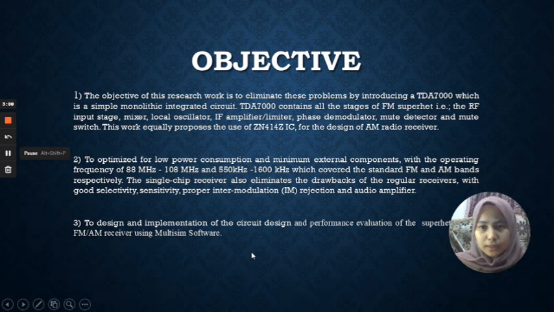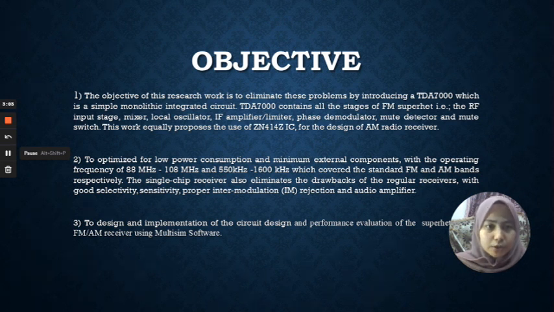And for the objective, first is to eliminate this problem by introducing a TDA 7000, which is a simple demodulating integrated circuit. TDA 7000 contains all the stages of an FM superheterodyne, for example the RF input stage, mixer, local oscillator, FM amplifier, demodulator, mute detector, and mute switch. This will equally propose the use of the CN414 ZIC for the design of an AM radio receiver.